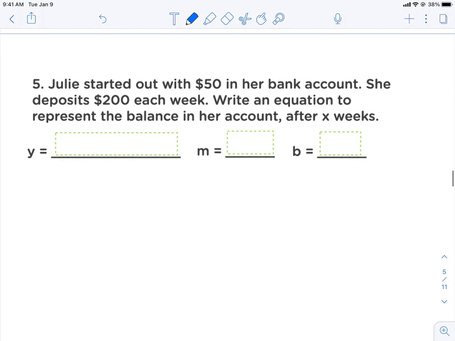Okay, looking at the next one. Julie started out with $50 in her bank account. She deposited $20 each week. Write an equation to represent the balance in her account after x weeks. Well, how much is she starting with? She started with $50. Remember, our y-intercept is the starting amount. So $50 is our starting amount.